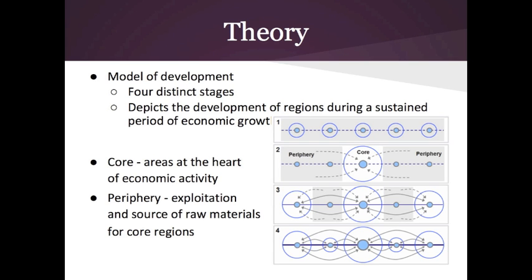Friedman's Stages of Growth is a conventional model of development that was created by John Friedman in 1966, with 4 distinct stages. The model attempts to show what happens to regions during a sustained period of economic growth. It describes towns or regions as core or periphery. Core regions are described as areas that are the heart of economic activity, whilst periphery regions are areas that are exploited by and provide the raw materials.